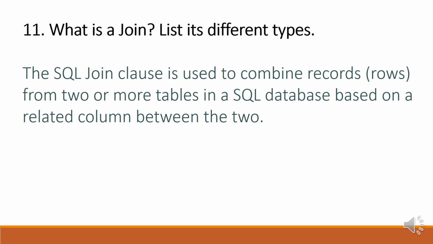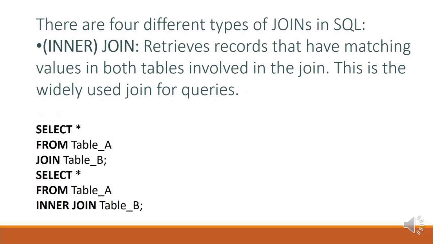What is join and list its different types? The SQL join clause is used to combine records or rows from two or more tables in a SQL database based on the related column between the two tables. Table A join table B. Select star from table A inner join table B.